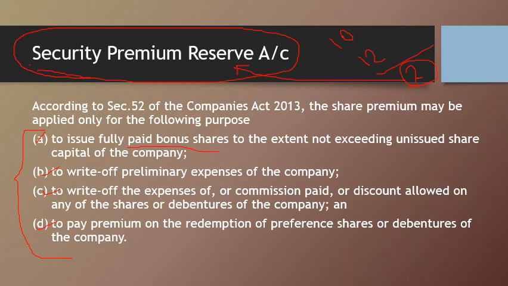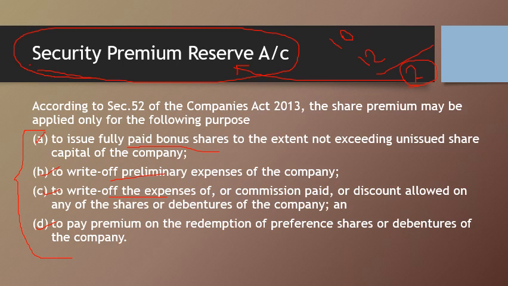So for these four purposes, the security premium reserve can be utilized. Let's sum up. First one, to issue fully paid bonus shares, and to write off preliminary expenses, then to write off expenses on issue of shares such as commission, discounts, etc. Then to pay premium on the redemption of preference shares. So these are the four purposes for which the balances on security premium reserve can be utilized.